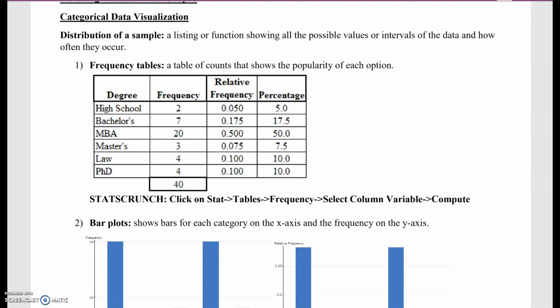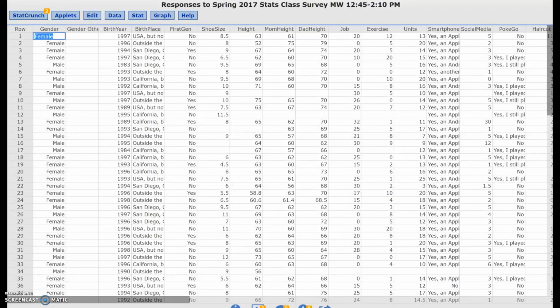So this past week, we talked about two different types of variables. We talked about categorical variables, and we also talked about numerical variables. So given some sort of data set, like this one, we can easily identify the numerical and the categorical variables. For example, gender here is going to be a categorical variable, whereas shoe size will probably be a numerical variable.